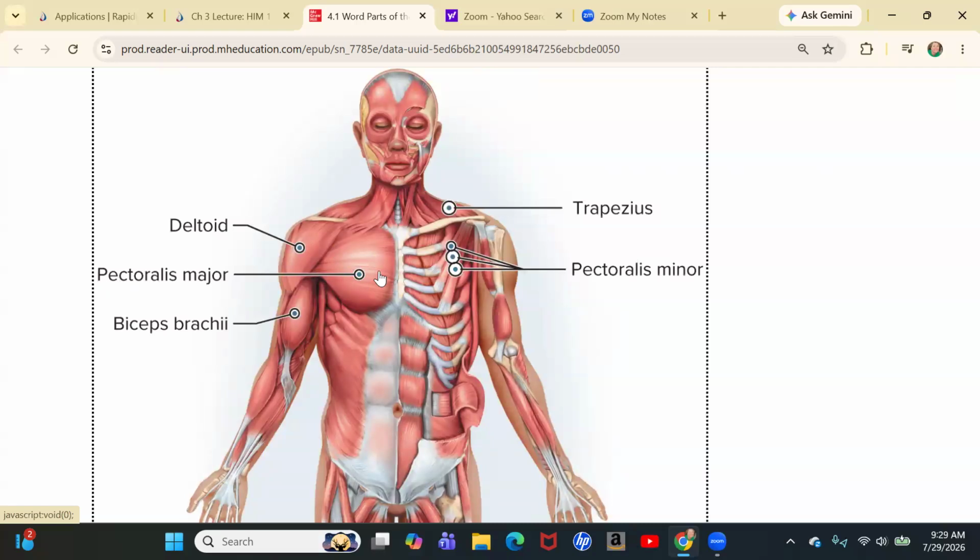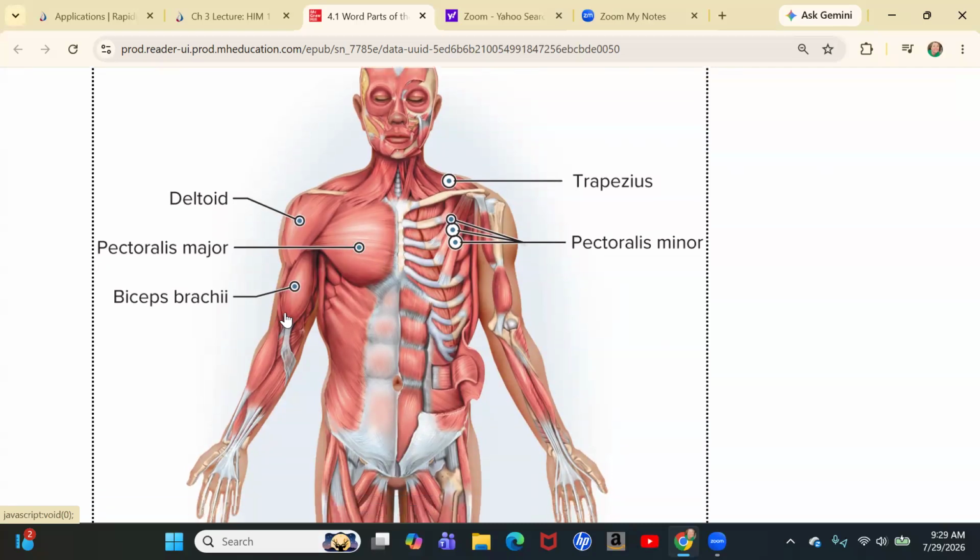Pectoro here means chest. Okay, biceps: bi meaning two, sep meaning head, brachii meaning branches. Those are your anterior flexor muscles of the arm. Trapezius and your pectoralis minors. Okay, so yeah, this is another good example here.